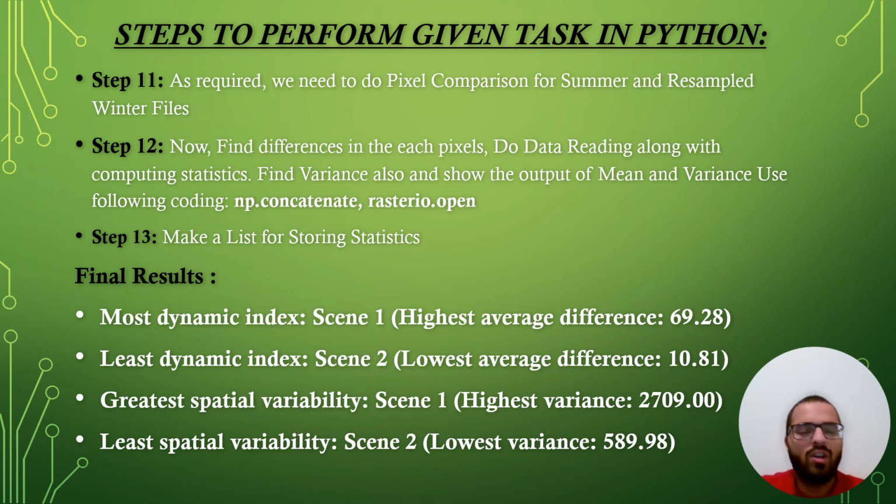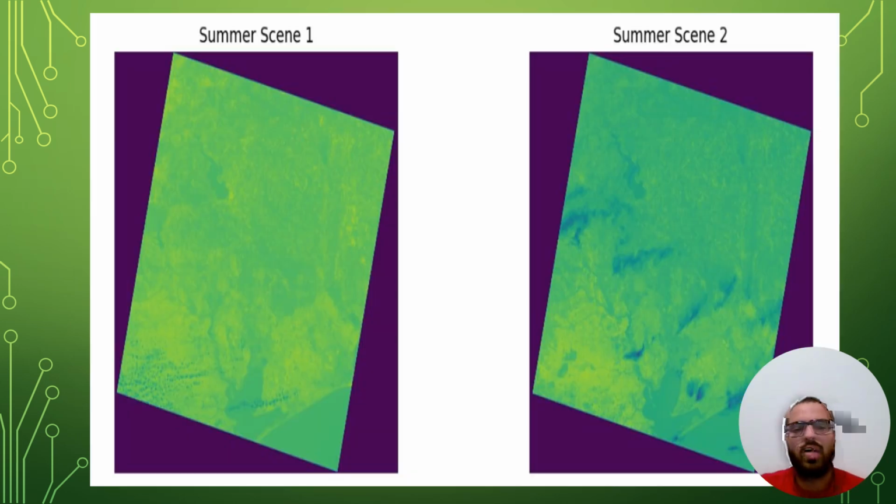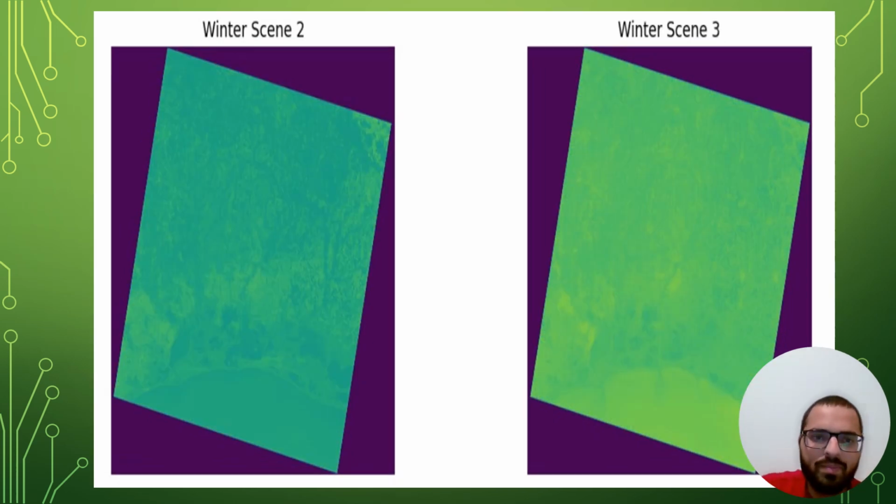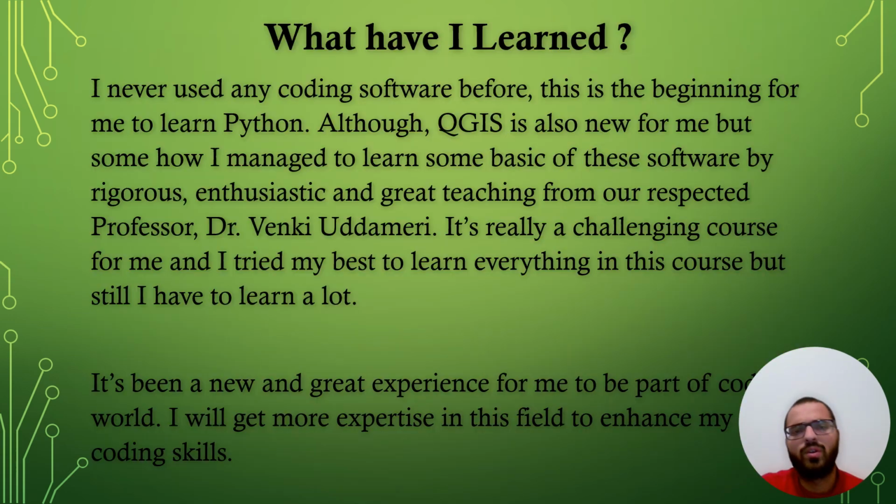So the final result of my question number 3: the most dynamic index is scene 1, highest average difference 69.28; least dynamic index is scene 2, lowest average difference 10.81; greatest spatial variability is scene 1, highest variance 2709; and least spatial variability is scene 2, lowest variance 589.98. So here are some graphical results: summer scene 1, summer scene 2, summer scene 3, winter scene 1, winter scene 2, and winter scene 3.